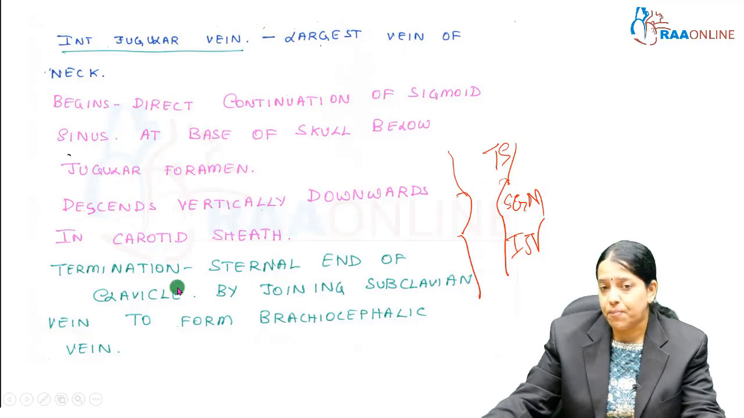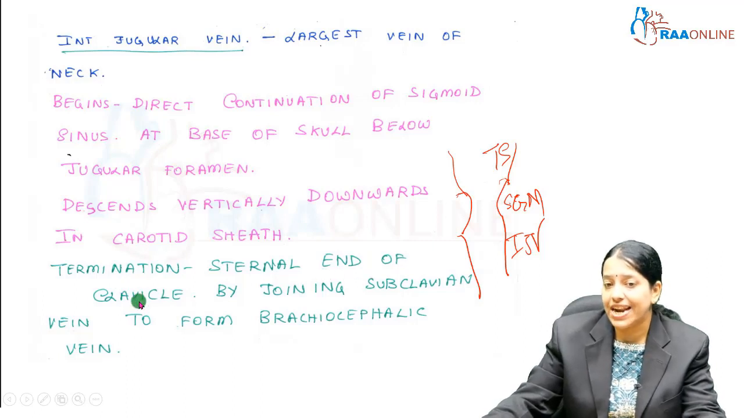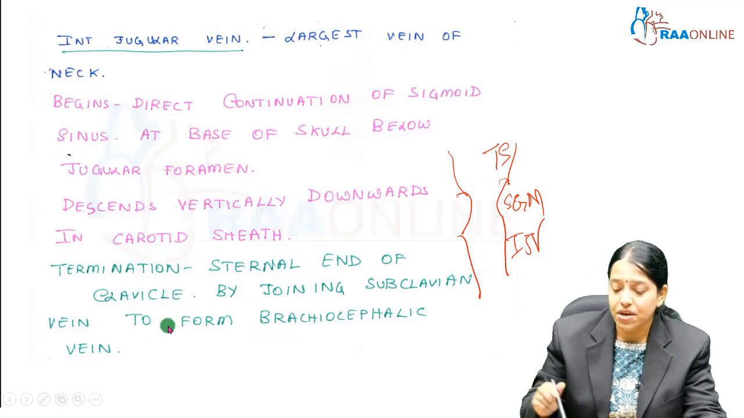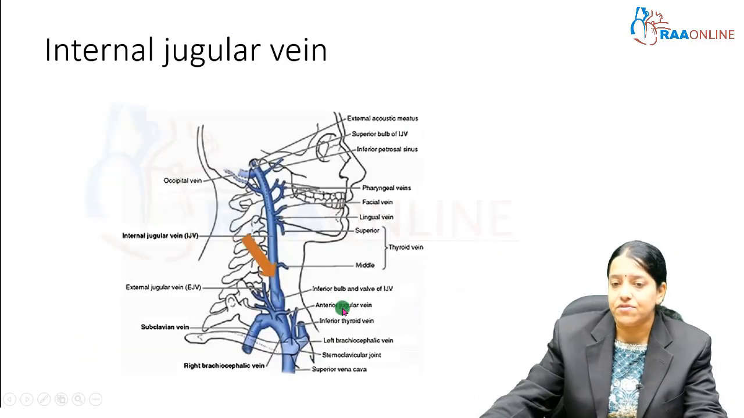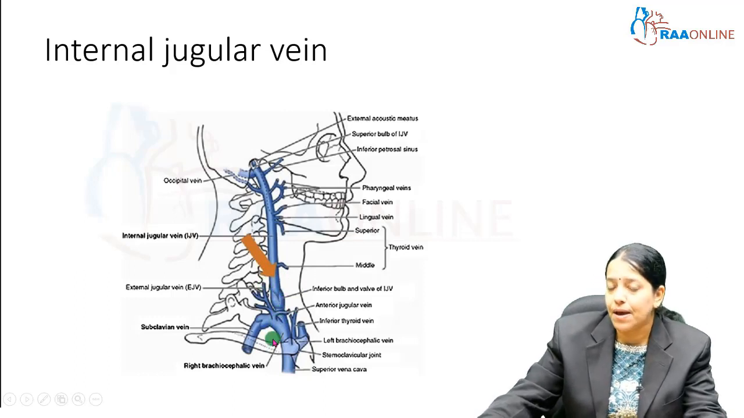And the termination is very important. Where the vein terminates, at the sternal end of the clavicle by joining the subclavian vein, this sternal end of the clavicle falls in the lesser supraclavicular triangle, and it forms the brachiocephalic vein. So exactly where it is terminating is between the two heads of the sternocleidomastoid. So we can approach this triangle. Through this triangle we can pass a catheter through the internal jugular vein, and this inferior bulb is about 2.5 centimeters above the medial end of the clavicle.